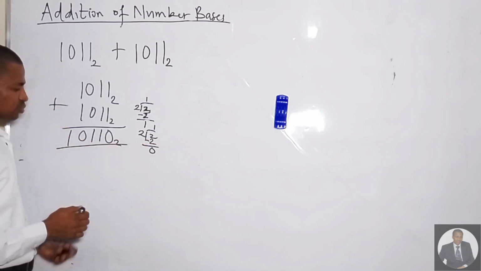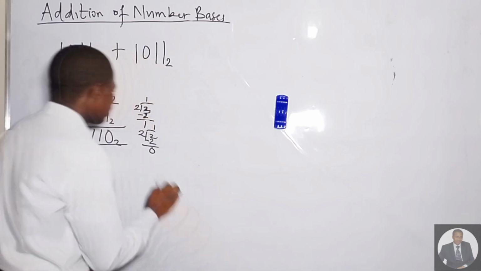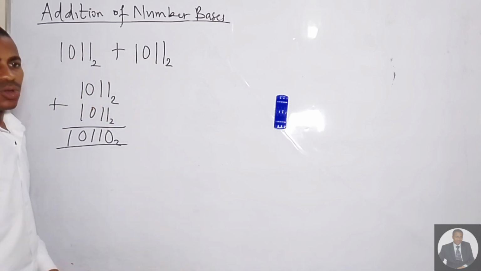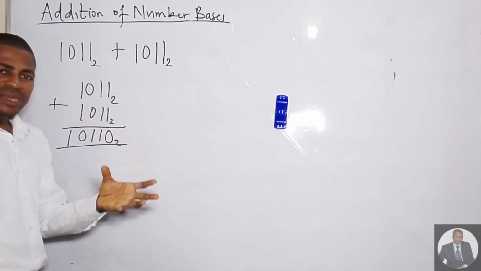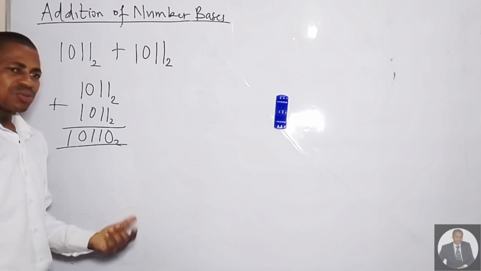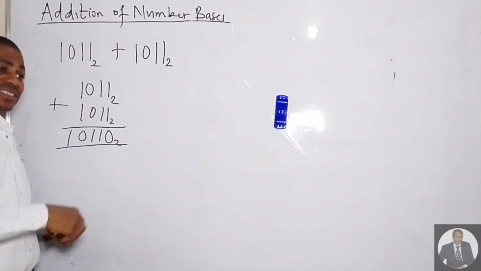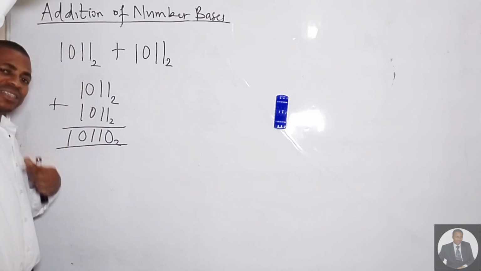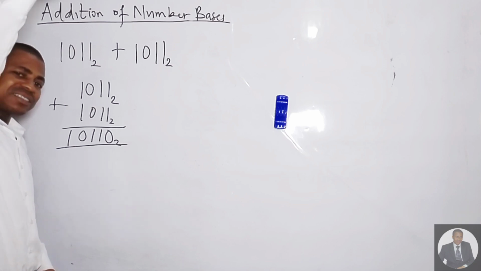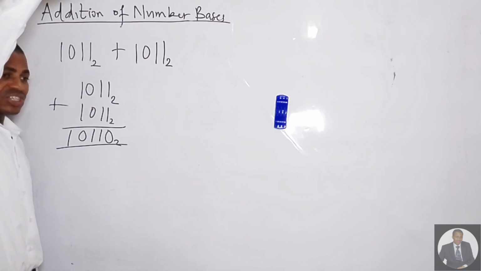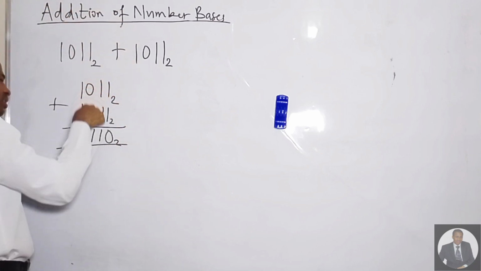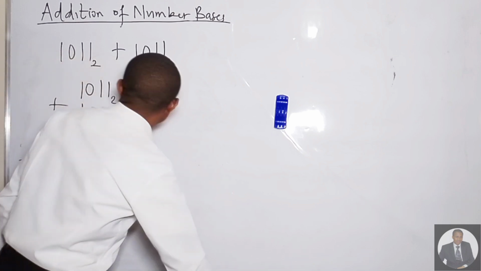So whenever we are doing addition in bases, what remains becomes the answer. Then the whole number answer that we have, we carry it over into the next addition.